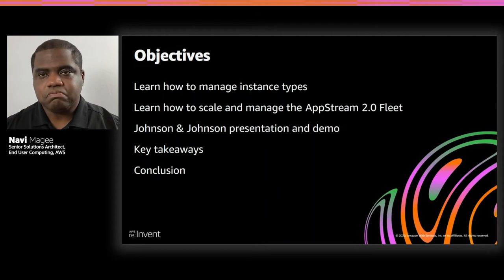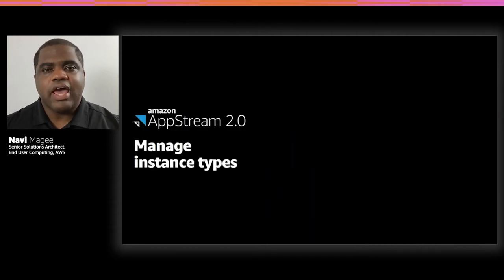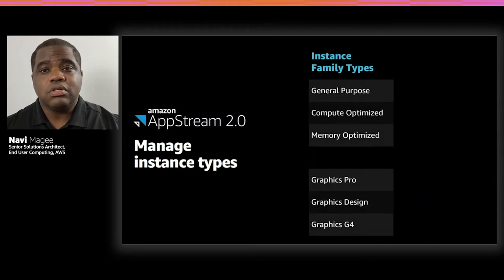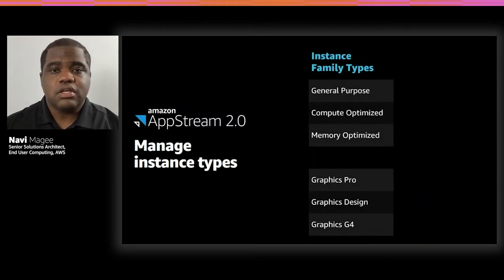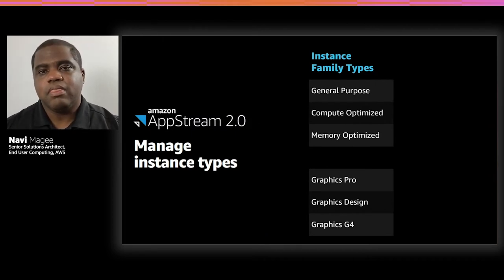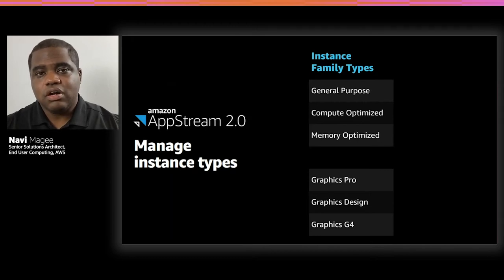Let's get started. When we think about AppStream and the availability of family instances, AWS provides a wide array of options. Those options include general purpose instances, compute optimized instances, memory optimized, graphics pro, graphics design, and graphics G4. But one thing to keep in mind is that one size doesn't fit all. You should align the compute instance type that you're targeting with the application workload.